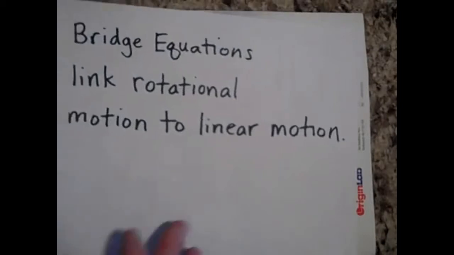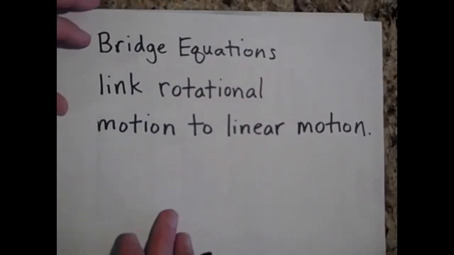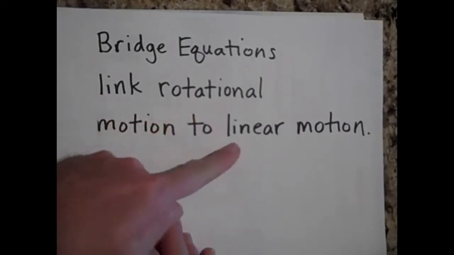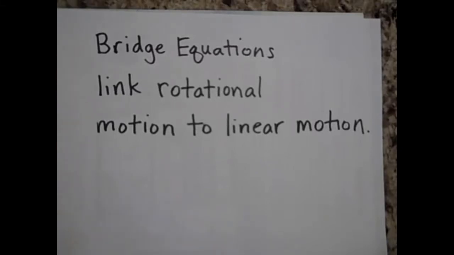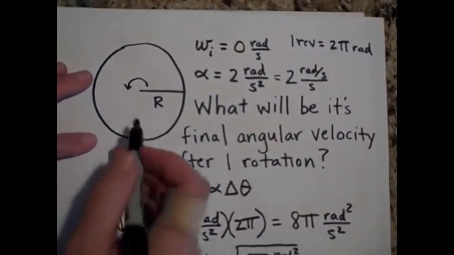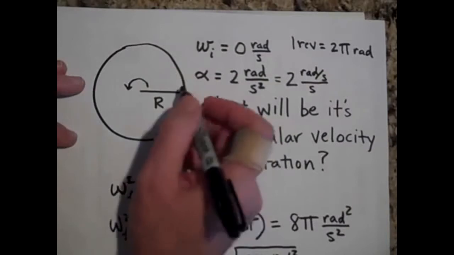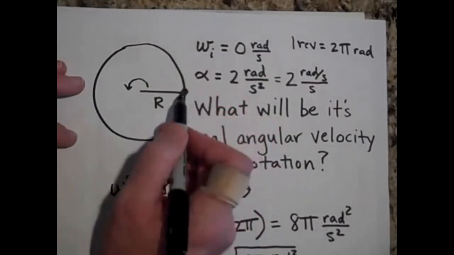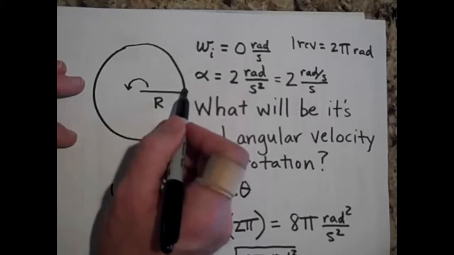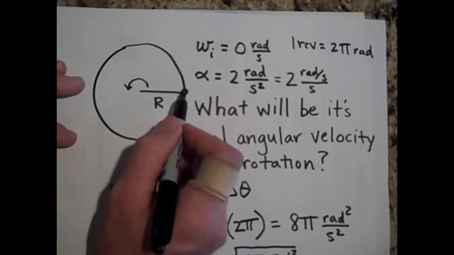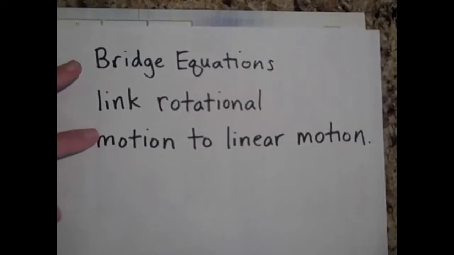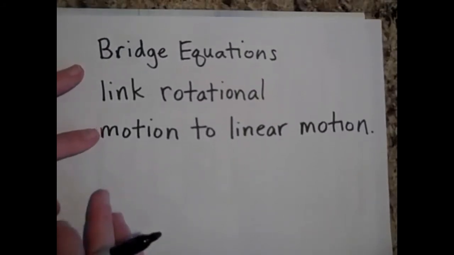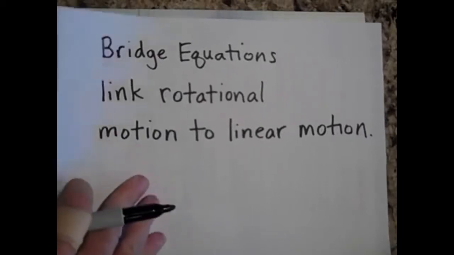Okay, I also want to tell you about bridge equations. What they do is link rotational motion to linear motion. We're going to want to be able to bounce back and forth between linear and rotational motion. Let me explain why. If this thing is rotating, let's say this is a merry-go-round, and you're here on the merry-go-round, you have a certain linear speed that's related to omega. You have a certain acceleration that is related to alpha. I want to tell you about those. The bridge equations relate the angular speeds to the linear speeds for any object that's on a rotating platform.